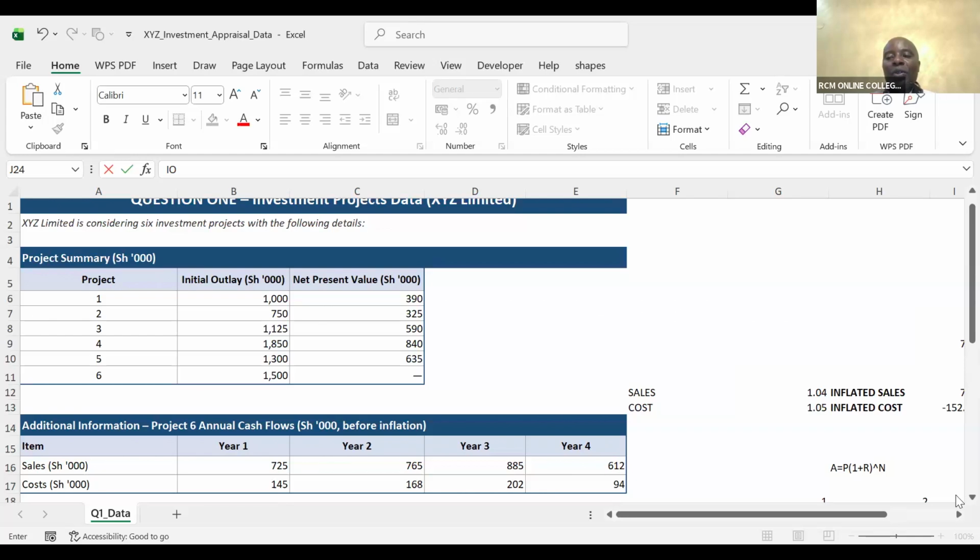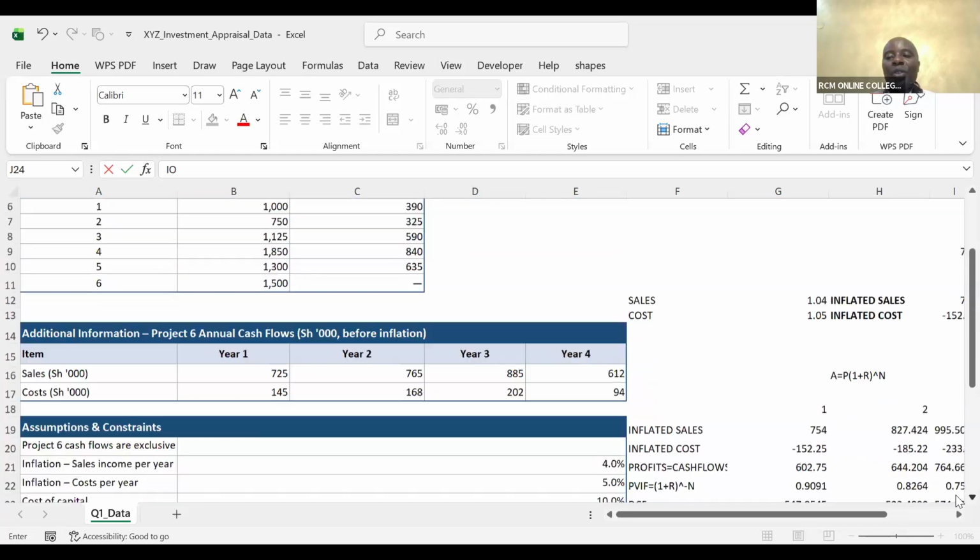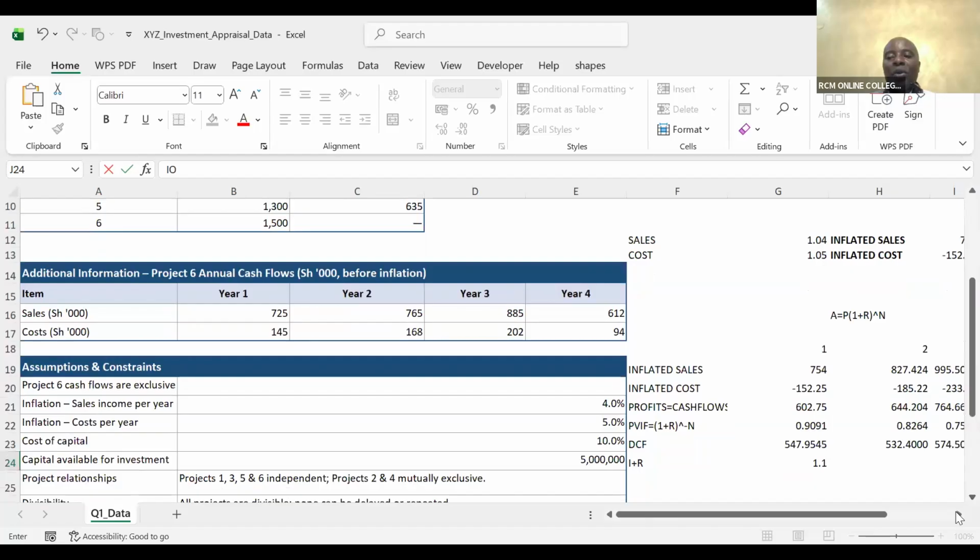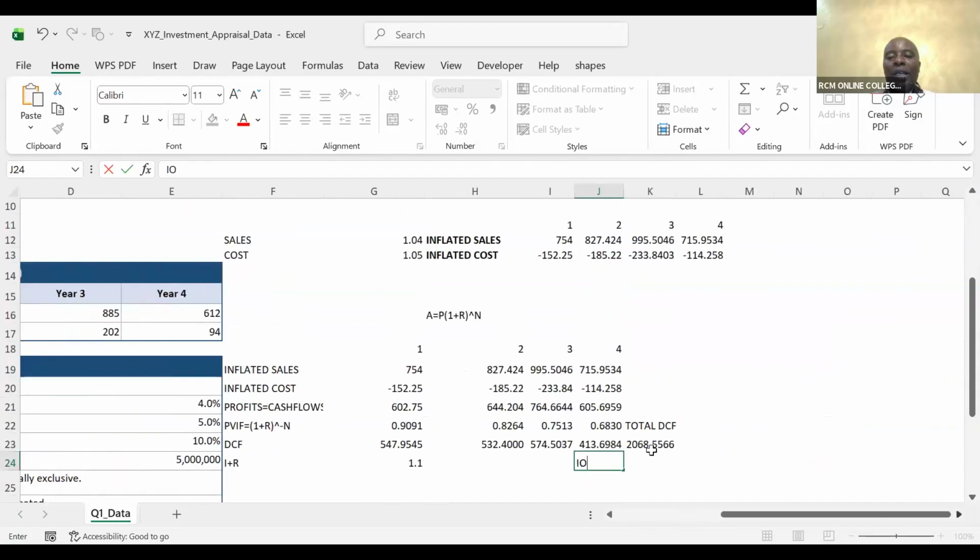Our figures are also in thousands, so we are so happy. Our initial outlay is 1,500 like that. Then, ladies and gentlemen, remember, because it's a cost, it is always important to put a negative. Costs, always put negative. So when you come here, you simply say alt equals.